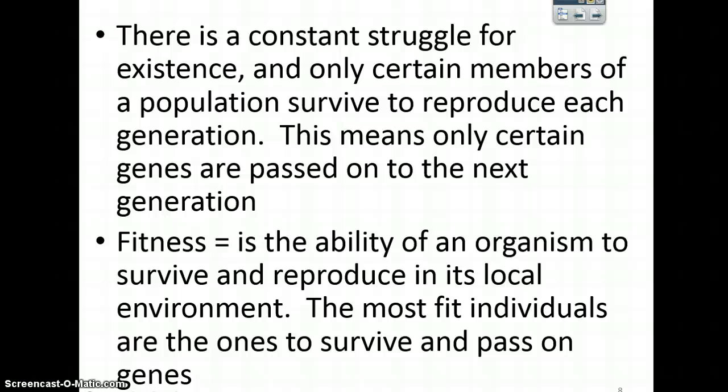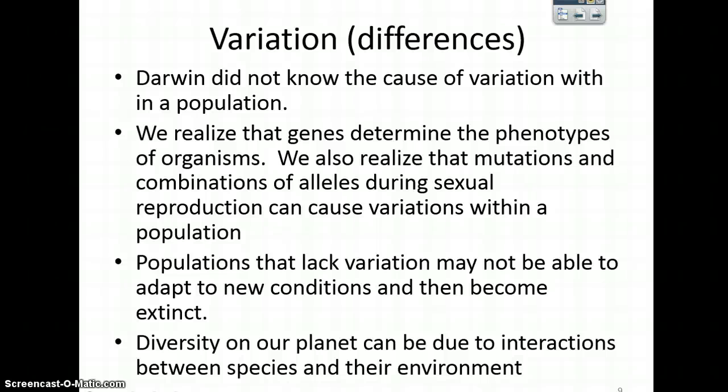And the most fit individuals, they get to pass their genes on from generation to generation. So only the fit genes are the ones that are there. Variation again, those differences. Darwin had no idea what caused variations within a population. He did not know because he didn't know anything about genes. We know that genes determine the way we look. Genes determine our traits. So one reason for variation, all of our different genes.